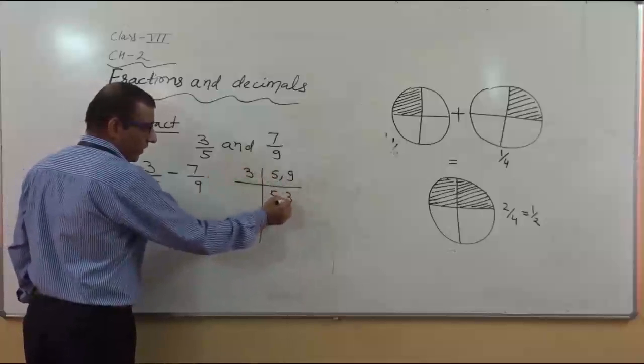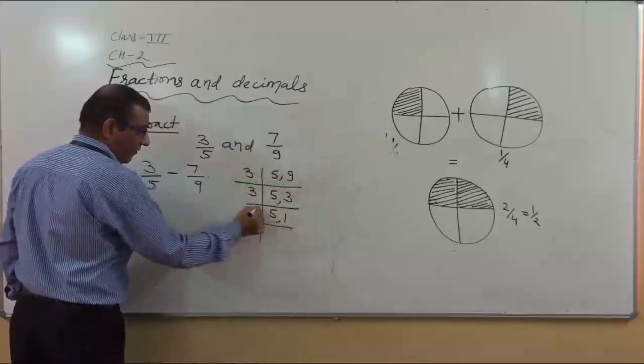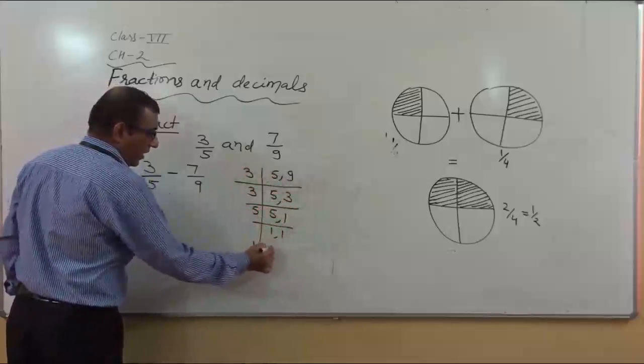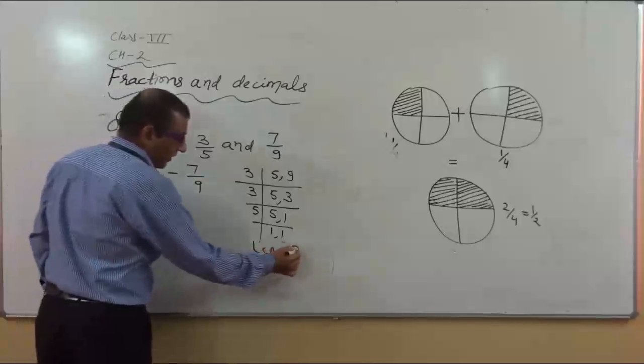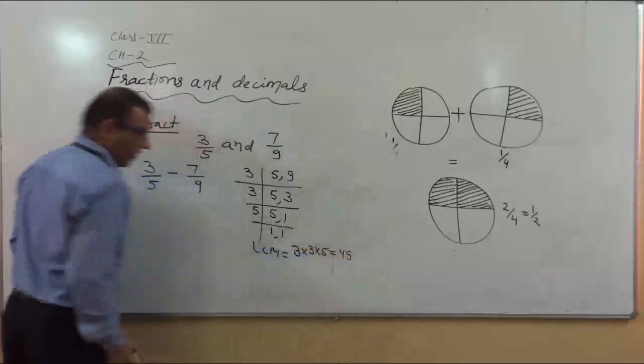5 is here, you will write here 3. Again we will divide by 3, you will get this. Again we will divide by 5. So we can say LCM of 5 and 9 is 3 into 3 into 5. It becomes 45.